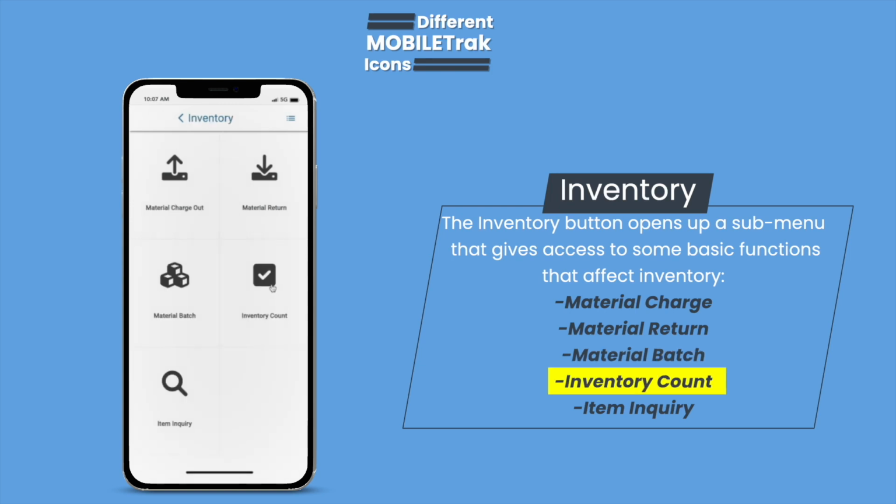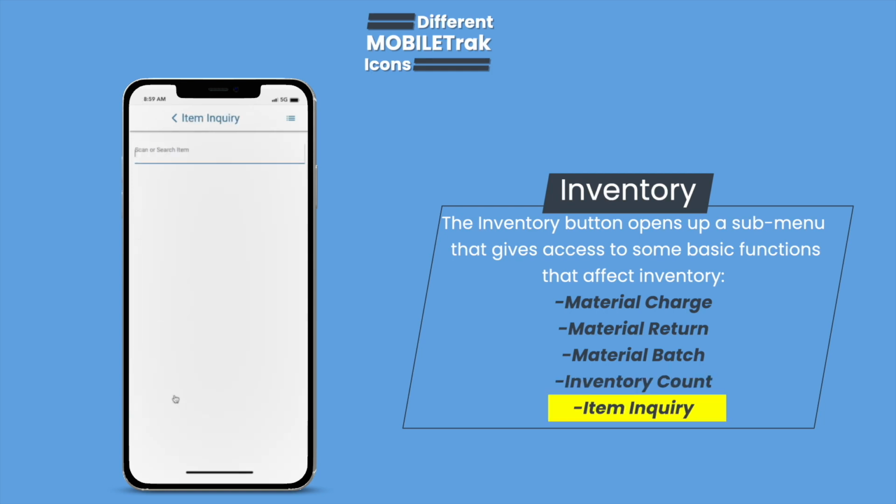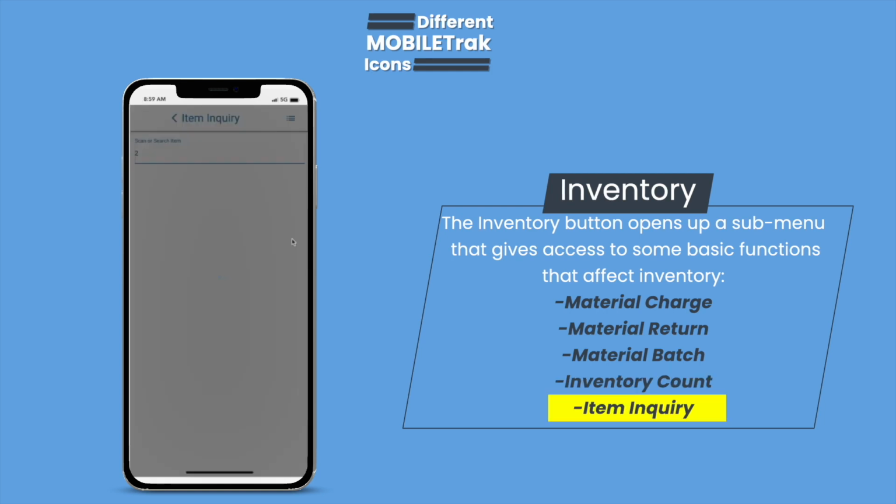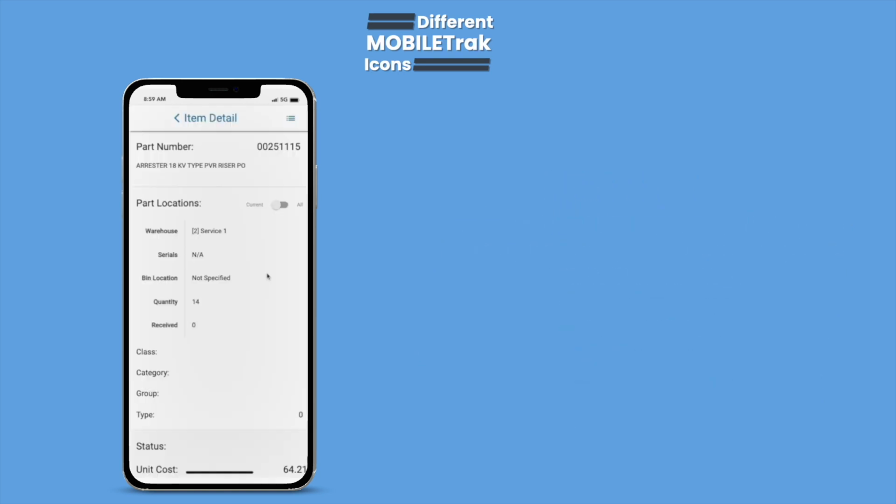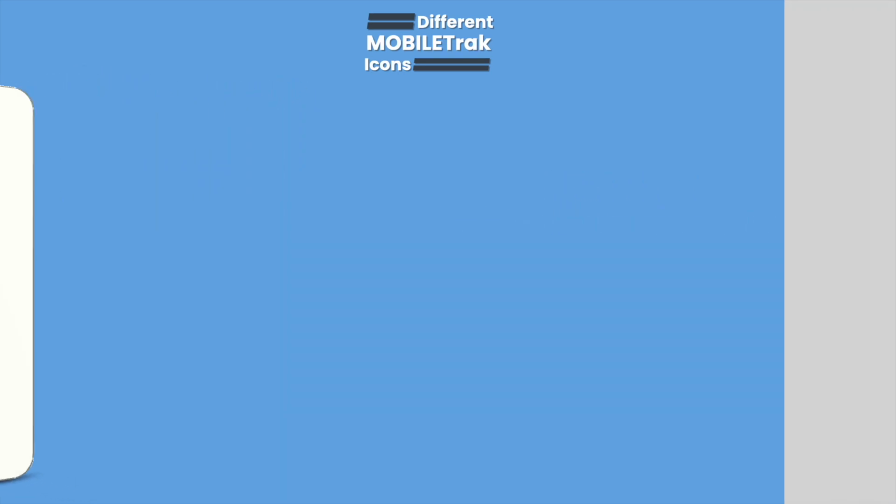Inventory count. The inventory count page gives access to a couple of ways to enter inventory counts into the UPN count screens. Physical inventory allows the user to count one item in the warehouse at a time. The cycle count allows the user to count from a list of items. Item inquiry. Item inquiry allows users to get some basic information about a particular item, including the on-hand quantity and bin location.